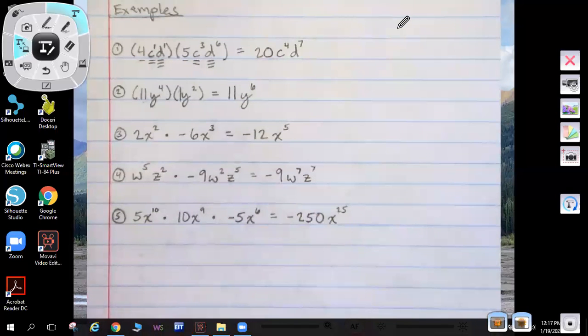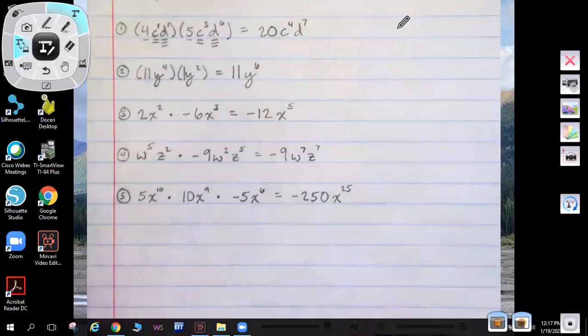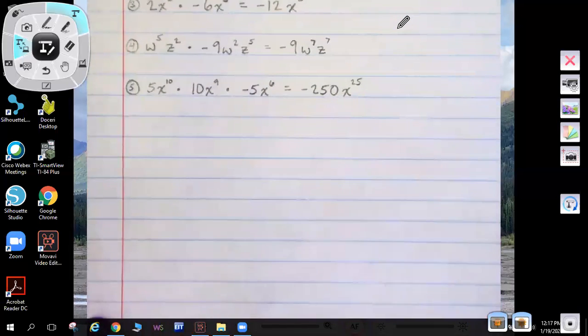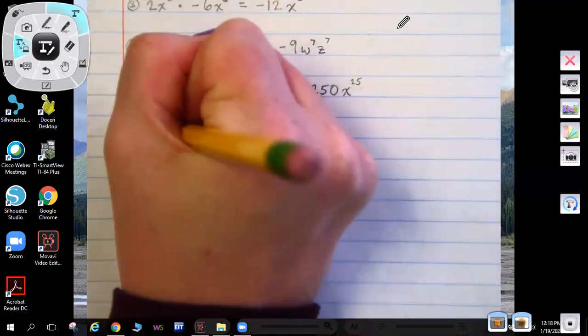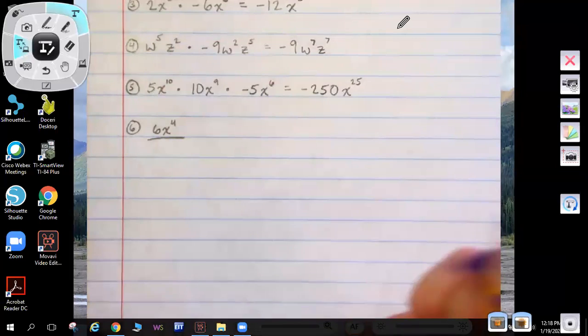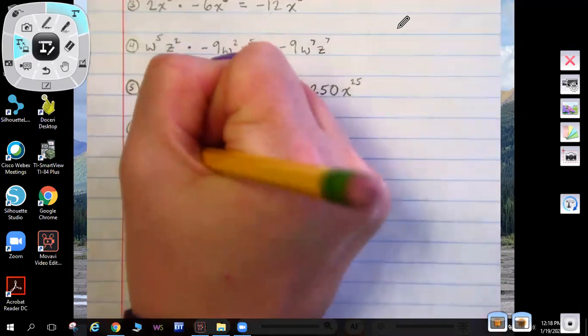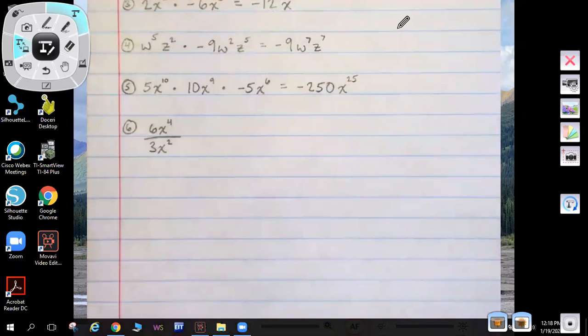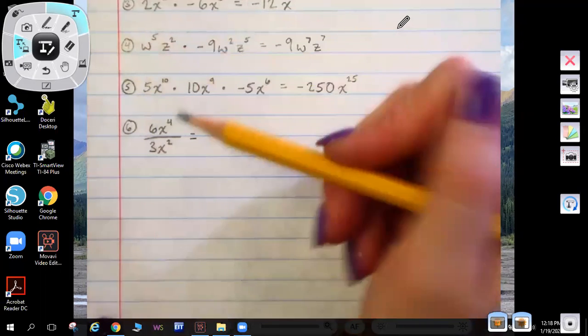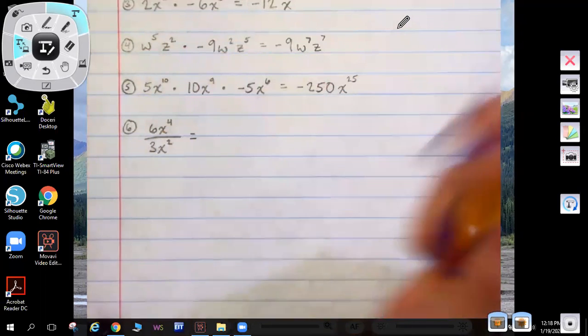Okay, we're going to keep going with examples, but now we're going to change gears and do division. 6x to the 4th divided by 3x squared. So divide the coefficients first. 6 divided by 3 is 2.